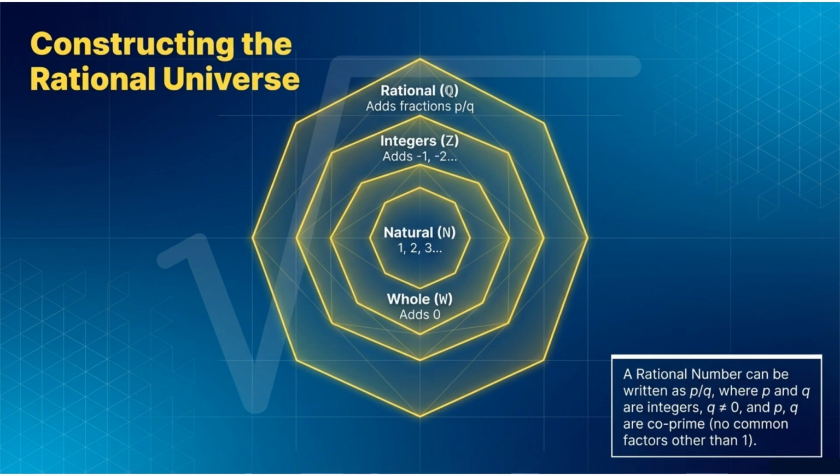We start with natural numbers, add 0 for whole numbers, introduce negative values for integers, and include fractions for rational numbers, which can be written in the p by q form, where p and q are integers and coprime.